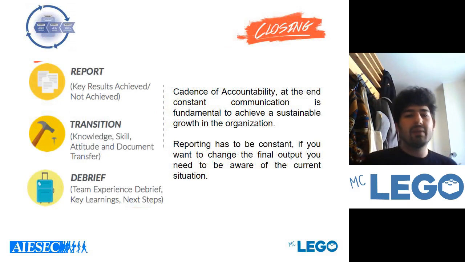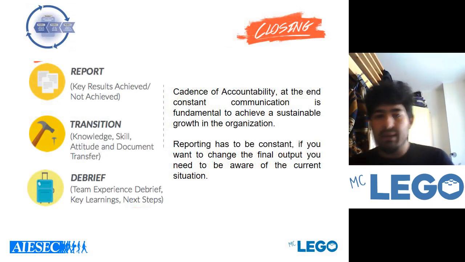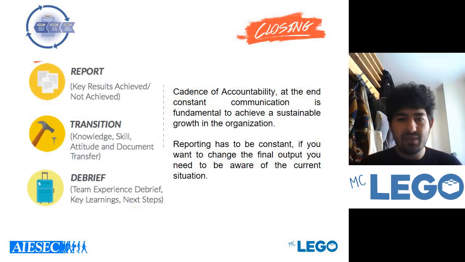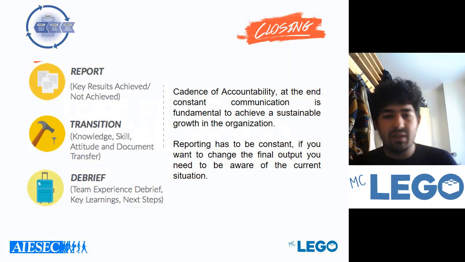And then last but not least, going into the last phase, which is closing. Here, it's a lot about the cadence of accountability. So having constant communication, a constant reporting system that is going to help you to always be on track on the output, and then have a solid thing that you can pass to the next generation.